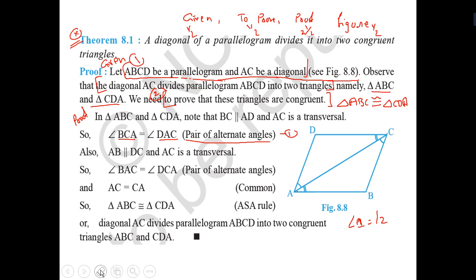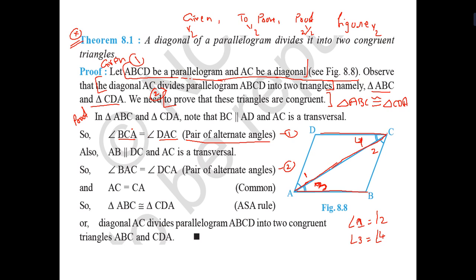So first we have proved that angle 1 is equal to angle 2. Now AB is parallel to CD, and AC is again a transversal line. Now for BAC, we can name the angles 3 and 4. So angle 3 is equal to angle 4. Why? Because they are a pair of alternate angles, that is the second pair.